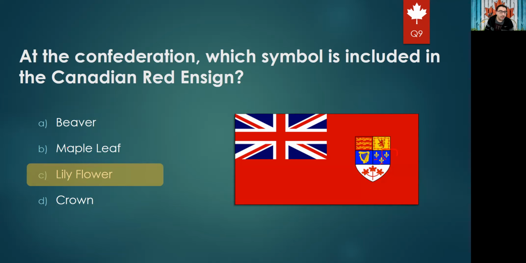Yeah, I think maple leaf also can be an option. Maple leaf, because actually we have here the maple leaf. So in this case, I think if you have the two options, they will ask you in the exam to choose two options. So if they ask you to choose two options, you will choose both lily flower and maple leaf. If they ask you to choose only one option, the right answer will be this one or this one. You will not see both of them.